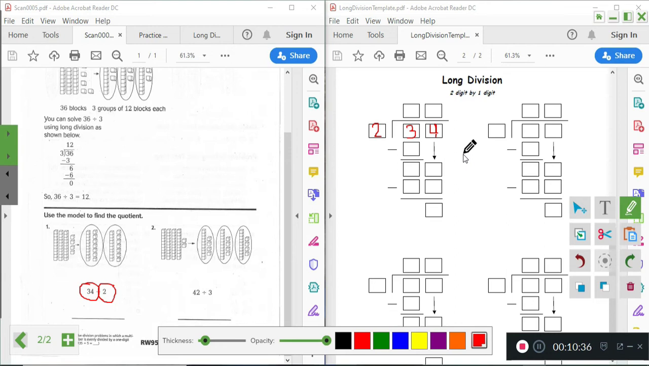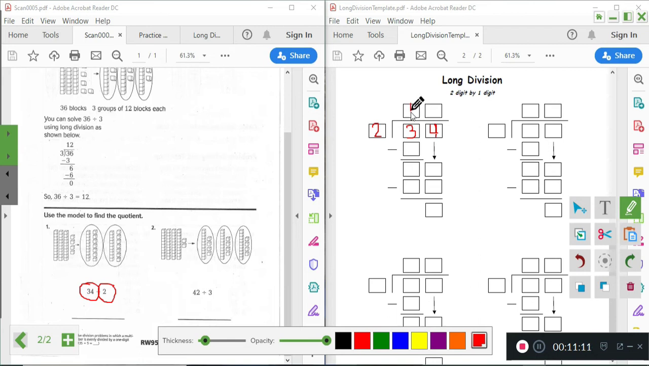Okay, now the first thing I need to do is DAD. What does DAD stand for? Great job. Exactly. It stands for divide. So the first thing I ask myself is how many times can this 2 go into this 3 without going over? Well, 2 times 1 is 2, and 2 times 2 is 4. Well, 2 times 2, that's too many. That would require me to have 4 pieces. So it can only go in once.